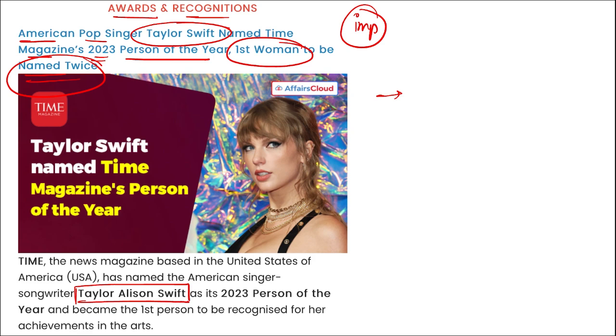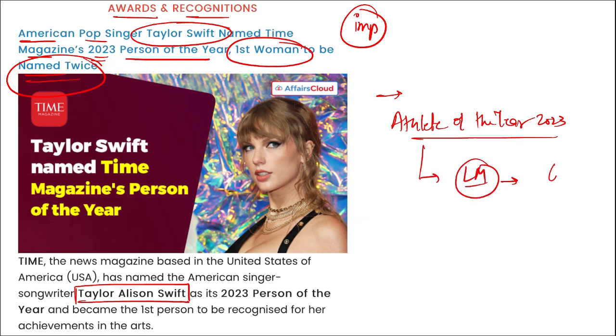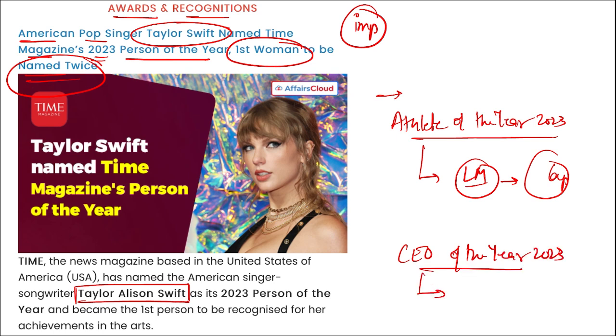Apart from this, if we talk about the Athlete of the Year 2023. Athlete of the Year 2023. Lionel Messi. Lionel Messi is the captain of Argentina's football team. Correct? Mark this. And he has been named as the Athlete of the Year 2023. If we talk about CEO of the Year, who has been named as the CEO of the year 2023. He is also the CEO of OpenAI, right? Sam Altman. He has been named as the CEO of the year 2023.